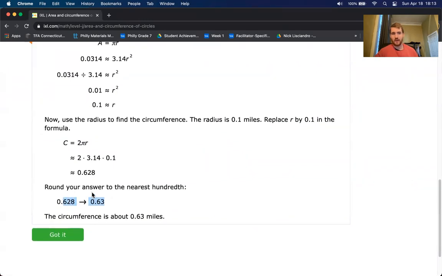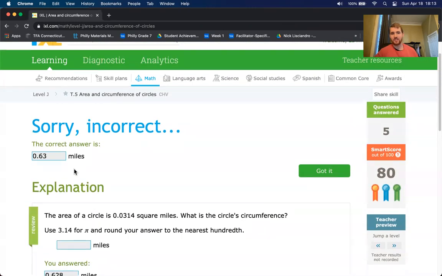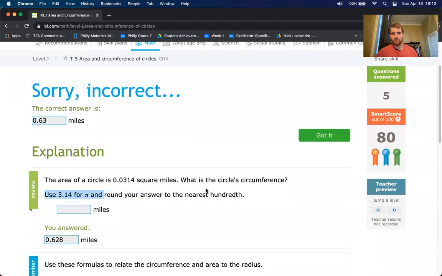So we get 0.628. We didn't put it in the right way. We just needed to round. We didn't read the question carefully enough. So that's a lesson to read the question carefully.